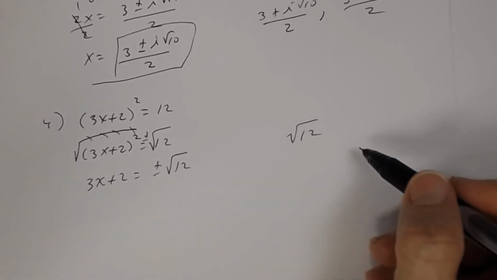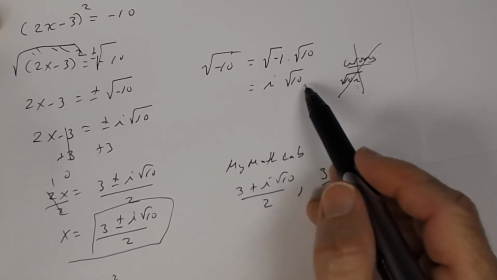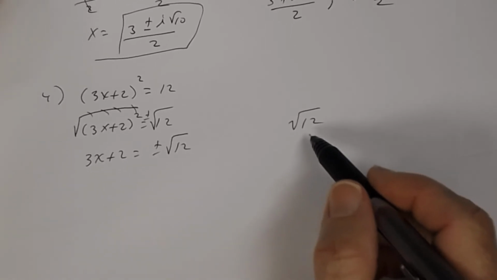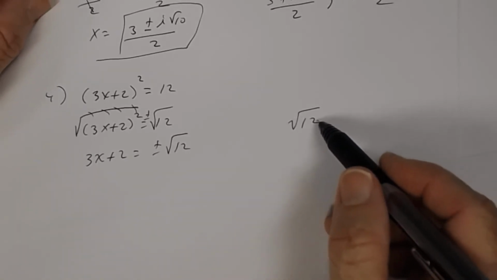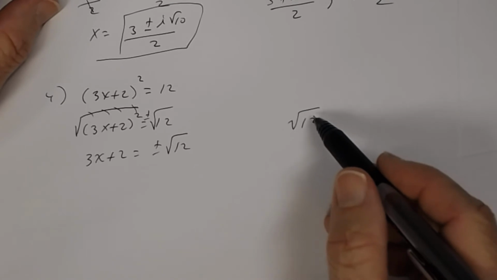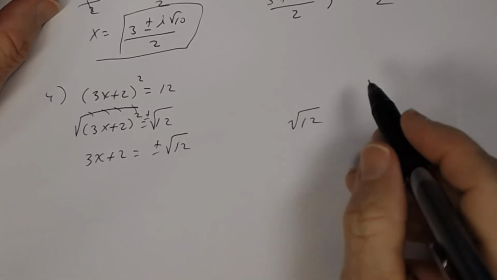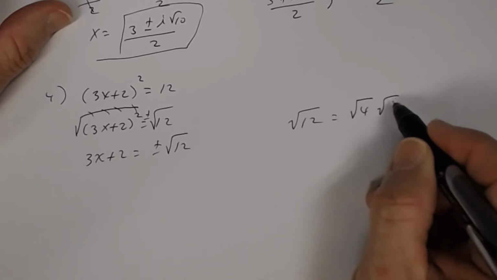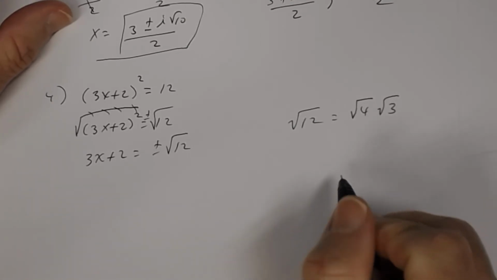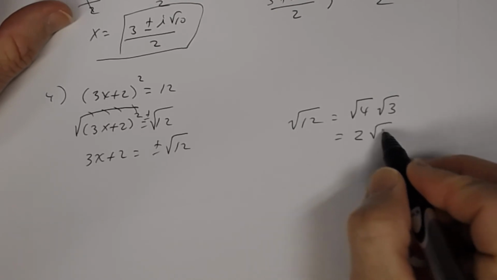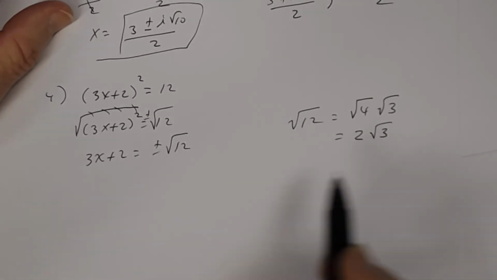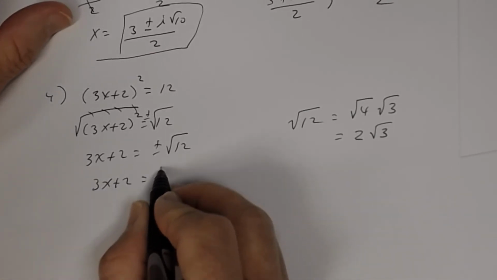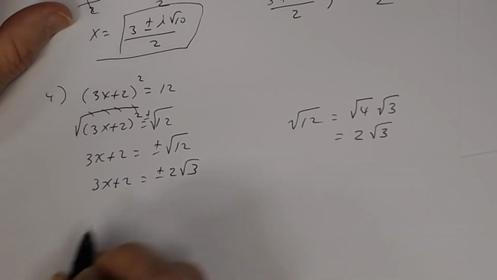Okay, now what I want you to notice though is this. You remember when we talked about the square root of 10, the square root of 10 could not be simplified any further. But the square root of 12 can be simplified further because there is a perfect square other than 1 that goes into 12. So I can write the square root of 12 as the square root of 4 times the square root of 3. You see, 4 is a perfect square. So this becomes 2 square root of 3. So the square root of 12, I'm going to rewrite using this. So I get 3x plus 2 equals plus or minus 2 square root of 3.